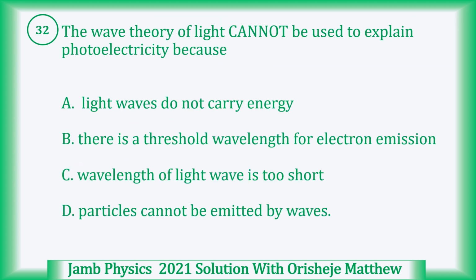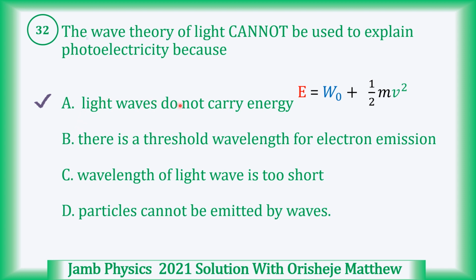Number 33 had to do with the wavelength theory of light cannot be used to explain photoelectricity, because photoelectricity has to do with the particle behavior of light. So if we look at the wave nature of light, the total energy is equal to the work function plus the kinetic energy of the electron that is released from the surface of a metal. Now, light wave, which of these cannot be explained?